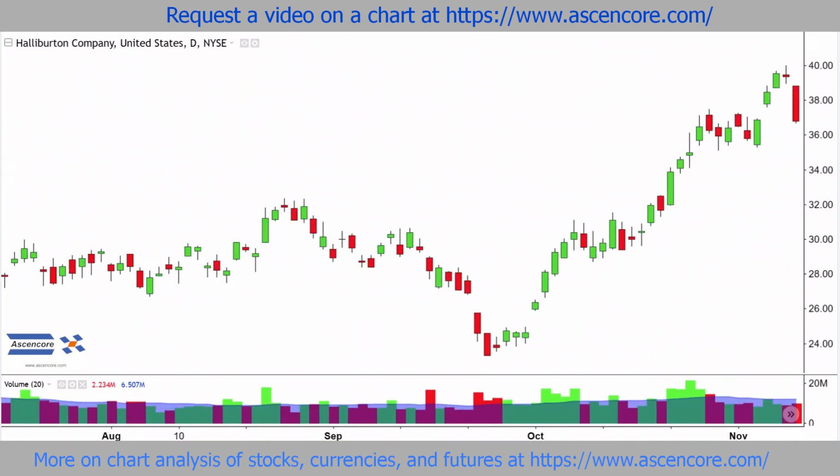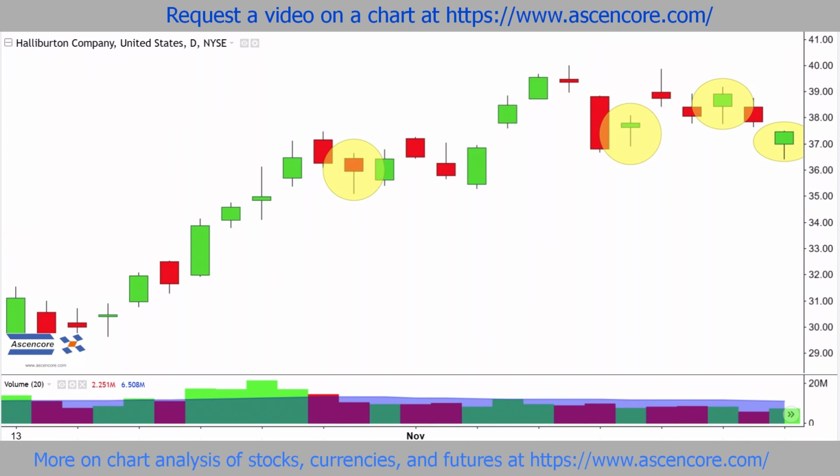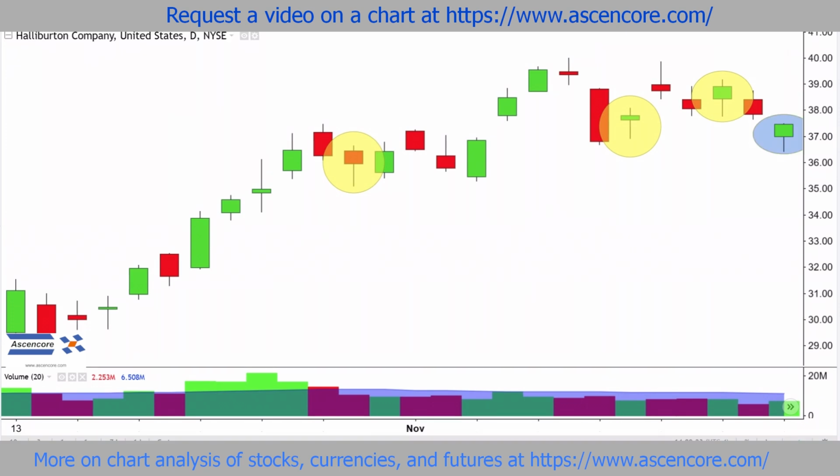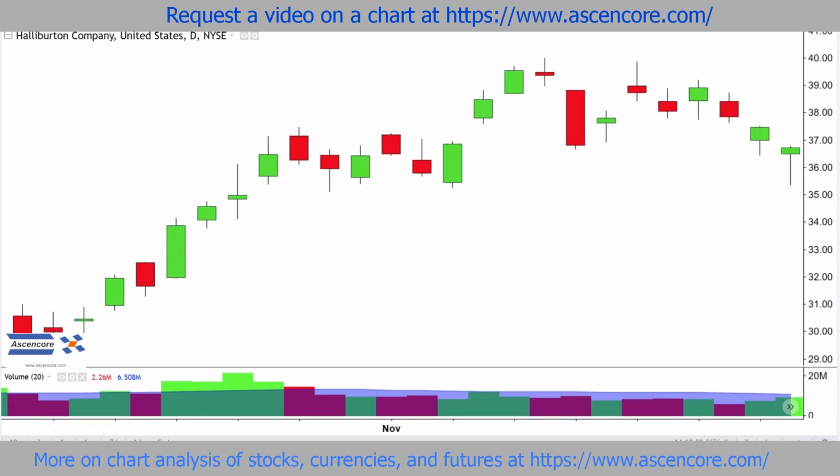Here's an established uptrend with several candles that have the proportions of a bull hammer pattern. But of course, it won't really be a valid bull hammer pattern unless these types of candles form within a bearish context of at least a minor downtrend like this.